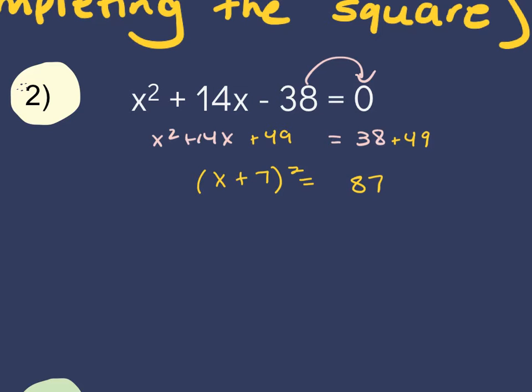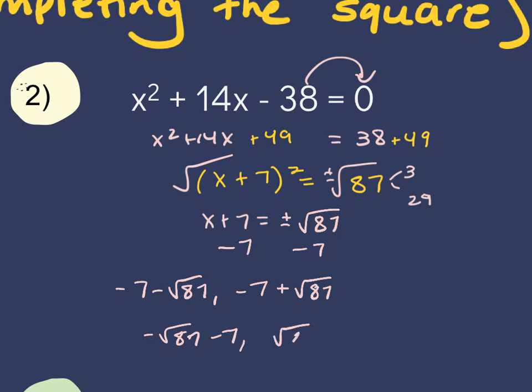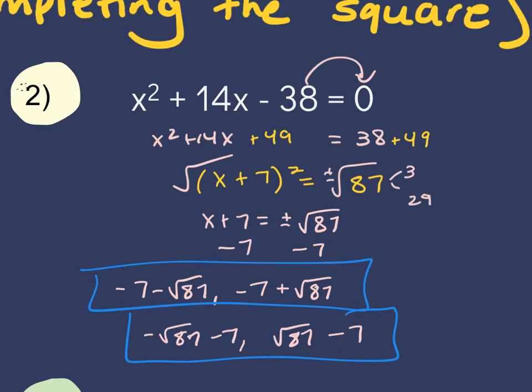87. Square root both sides, putting a plus and minus in front of the 87, and I get x plus 7 equals plus and minus the square root of 87. So 87 is divisible by 3. 3 goes in there 29 times, but then it stops. So I'm going to leave it as plus minus square root 87. Subtract the 7, and I can either write the answer as negative 7 minus square root 87, and negative 7 plus square root 87, or negative 87 minus 7 and positive 87 minus 7. Either of those formats work as far as your answers go.